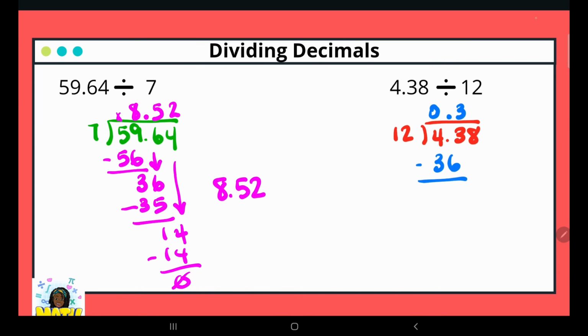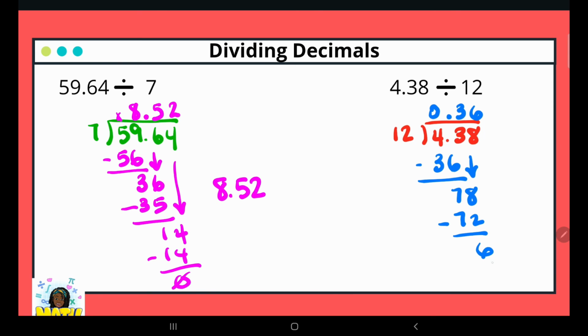Okay, and then we subtract. 43 minus 36 is 7. And then we can bring down the 8. 12 goes into 78 6 times, right? 12 times 5 is 60. And then I add one more to that, that's 72. So 12 times 6 is 72. 78 minus 72 is a remainder of 6.